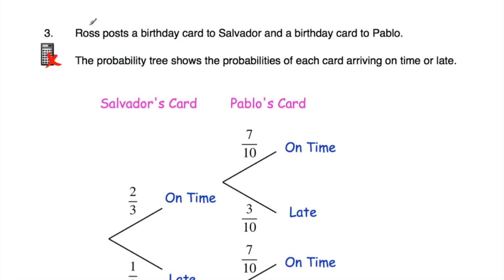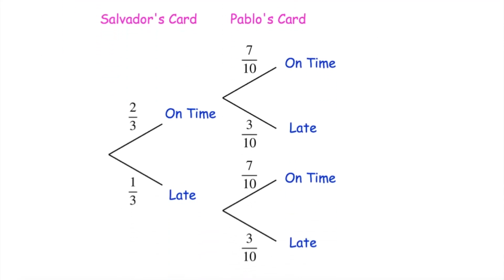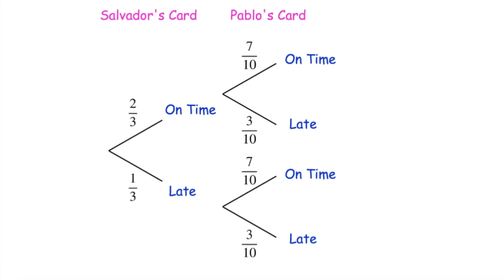Okay, let's look at our next question, question number 3. Ross posts birthday cards to Salvador and Pablo, and the probability tree shows the probabilities of each card arriving on time or late. Salvador's card, the probability that it arrives on time is 2/3, and the probability that it is late is 1/3, and those two add together to be 1. In terms of Pablo's card, the probability that it's on time is 7/10 and the probability that it's late is 3/10. Again, they add together to be 1, because 7/10 plus 3/10 is 10/10, and that's 1. So that's the probability tree.